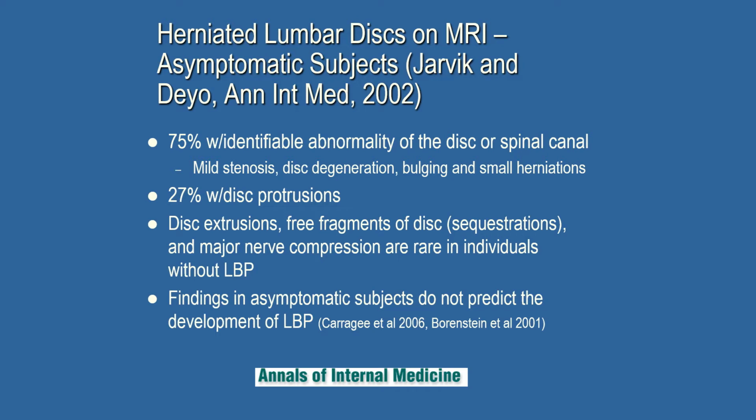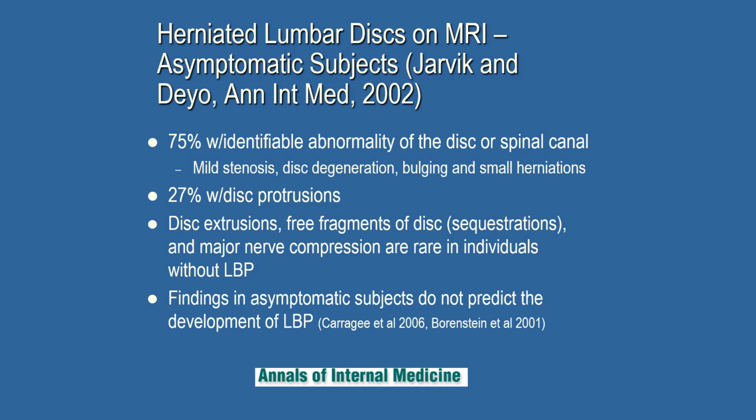And if we look at probably the worst herniation, which would be an extrusion, we see these very rarely, probably in less than 5% of individuals who do not have symptoms. We also don't routinely see sequestered fragments. These would be free floating fragments of disc in the canal. We don't see those. And we don't see frank nerve root compression routinely in asymptomatic individuals. So these larger disc herniations, like protrusions and extrusions, sequestered disc fragments, and frank nerve root compression, we don't see in asymptomatics.